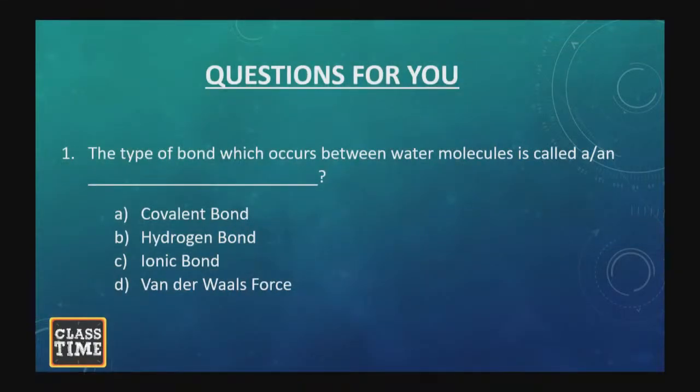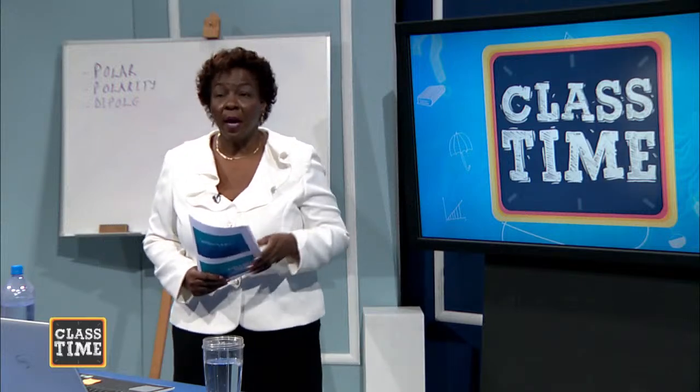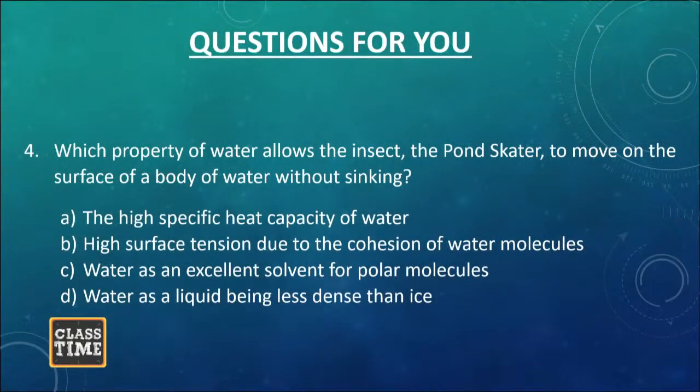The questions that we did, if we can have a look at that, I'm not sure if you had a chance to take them down, but just bear in mind the type of bond which occurs between water molecules. Remember, that's a hydrogen bond. Then the property of water which allows the insect, the pond skater, to move on the surface of a body of water without sinking. Of course, it couldn't be associated with the high specific heat capacity of water. It couldn't be the property of water as an excellent solvent for polar molecules, and it could not be water as a liquid being less dense than ice. So it has to be the high surface tension due to the cohesion of water molecules. So B would be the answer for that.